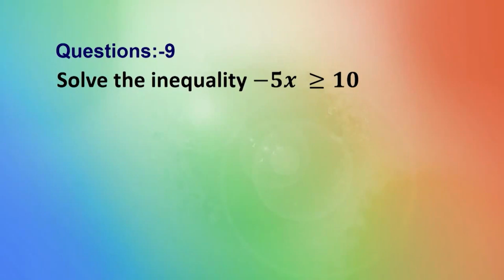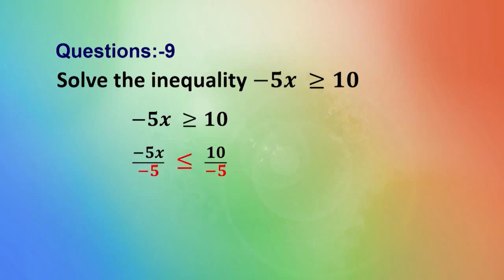Question number 9. Look at the question. Solve the inequality minus 5x is greater than or equal to 10. Here, there is a little bit of difference from the other question. Why? Because in here the coefficient is a negative number. Coefficient of x is a negative number. Okay children, first you have to write the inequality. Then remove that minus 5. Remember, now you have to divide by a negative number.